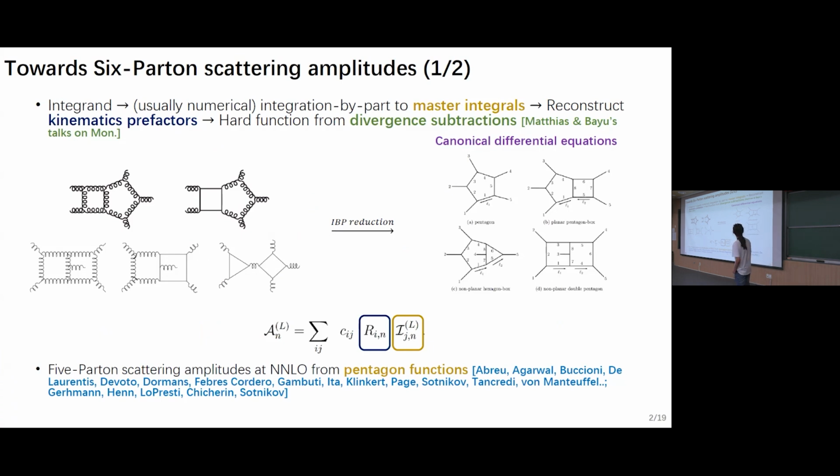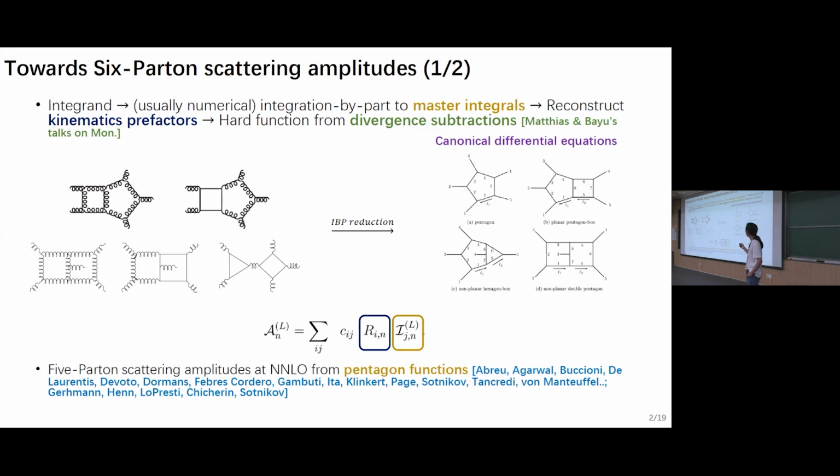Yesterday, Matthias and Bayu both gave excellent discussions with more detail about this. Basically, you begin with some integrand, which may be calculated from Feynman rules or some unitarity method. To perform the loop integration, what you really do is the so-called integration by part reduction onto a set of master integrals. They look like scalar integrals and serve as a linear basis for the integrated-level result, and they can be calculated fully and systematically by the canonical differential equation method.